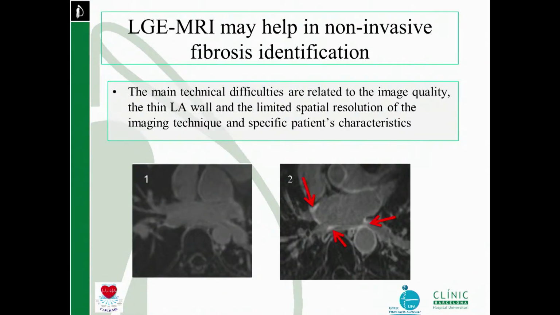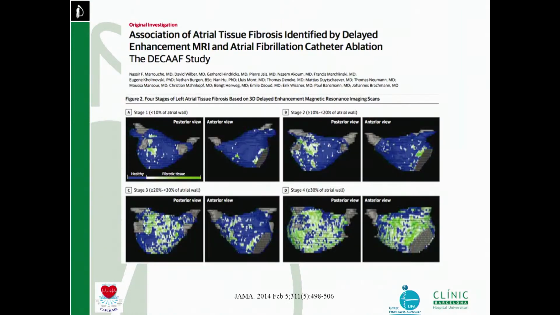So what is the problem of trying to identify this fibrosis? Well, there are many issues here, and of course, the main technical difficulties are related to the high image quality required, the thin left atrial wall, and the limited spatial resolution. And these imaging techniques are also influenced by the patient characteristics and a lot of difficulties.